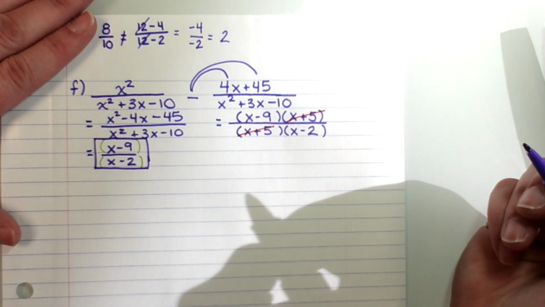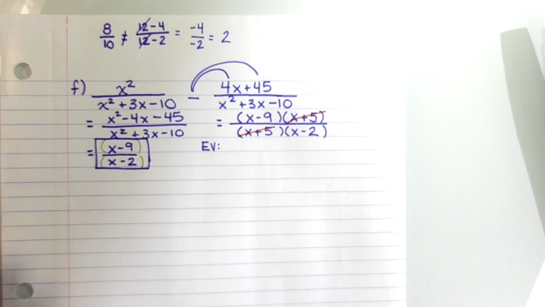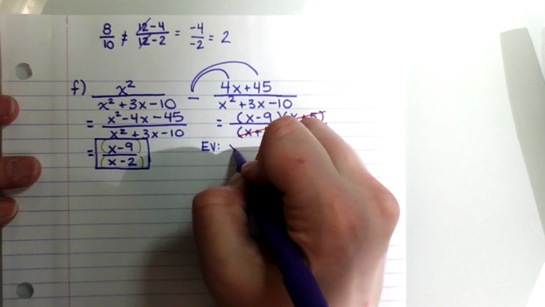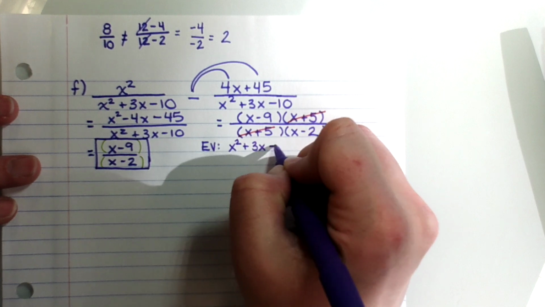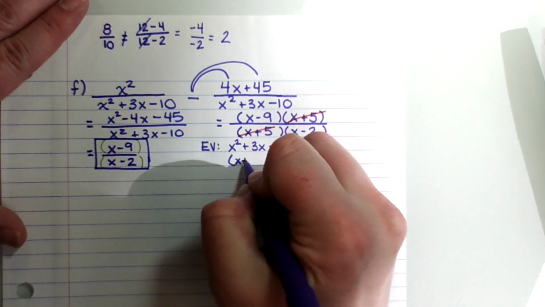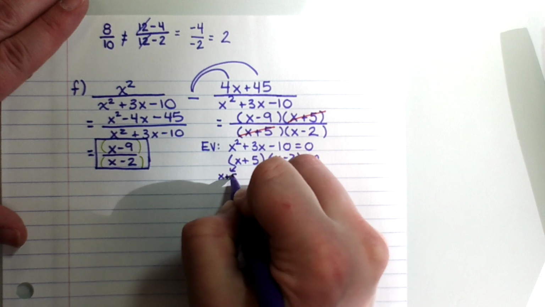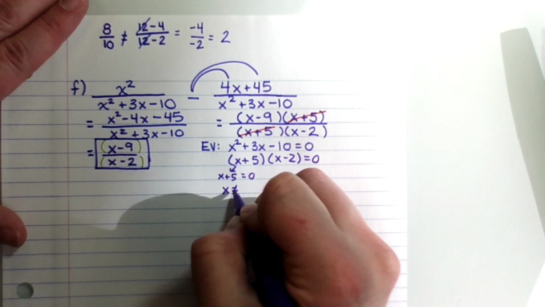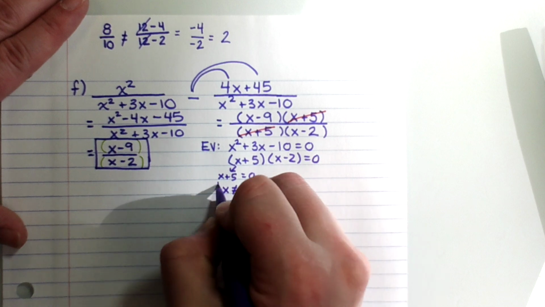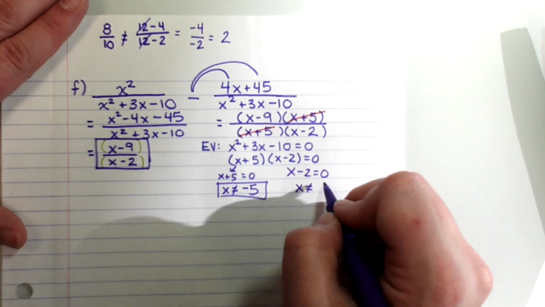Before I'm done, what's the other thing I need? Excluded values. Easiest way to do that is to set the common denominator equal to 0. How do I solve x squared plus 3x minus 10 equals 0? By factoring. X plus 5, x minus 2 equals 0, and split. X plus 5 is 0, gives me an excluded value of x is not allowed to be equal to a negative 5. X minus 2 equals 0 tells me x is not allowed to be equal to a positive 2.